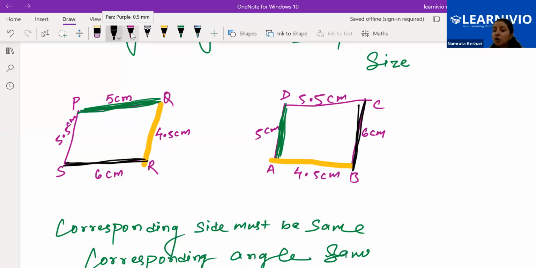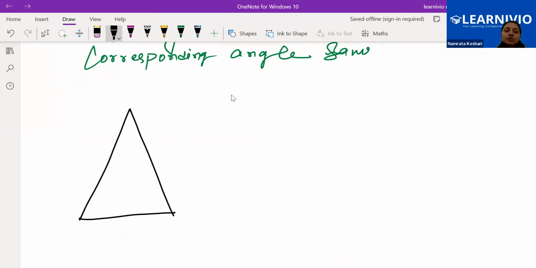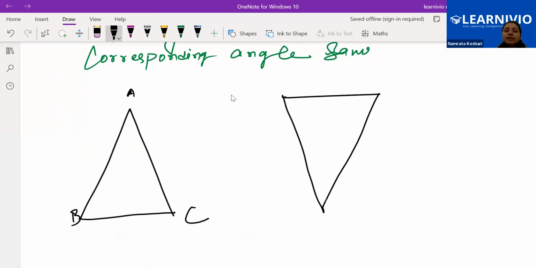Now, what about corresponding angle? Here I am giving you the information that all the angles of this quadrilateral are the same as the angles of the other quadrilateral. Now, let's see the same scenario for the triangle. Suppose I have given you a triangle named ABC, and another triangle named, let's say, PQR. I am giving the measurements: AB is 5 centimeter, AC is 6 centimeter, and BC is, let's say, 7 centimeter.